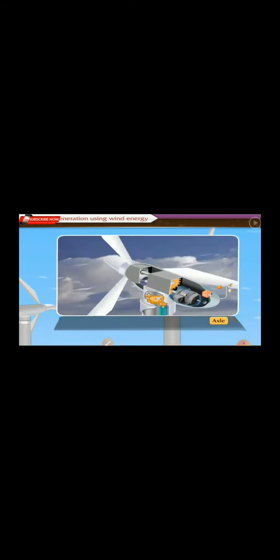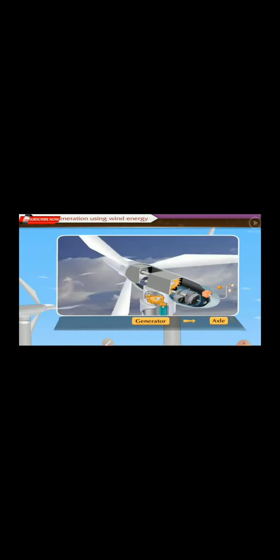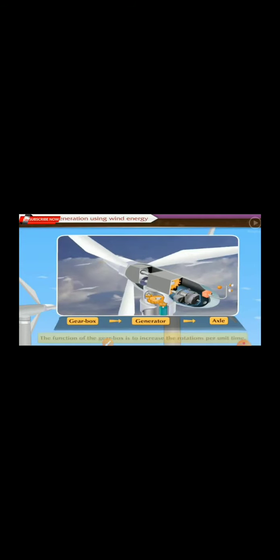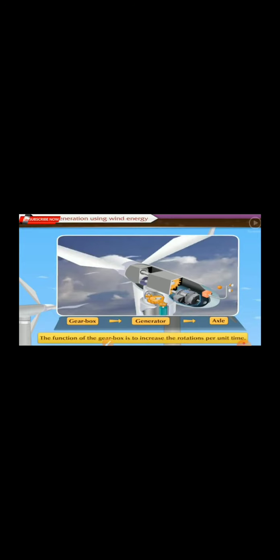In this method of producing electric energy, when fast moving wind strikes the blade or the turbine, the blade starts rotating very fast due to pressure difference, and this is connected to the axle, and the generator is also there. That gearbox is connected to the generator. The function of the gearbox is to increase the rotation per unit time. That is the function of the gearbox. In this method, the rotating blades drive the turbine, and the turbine in turn drives the generator to generate electricity, and then electricity is transported.